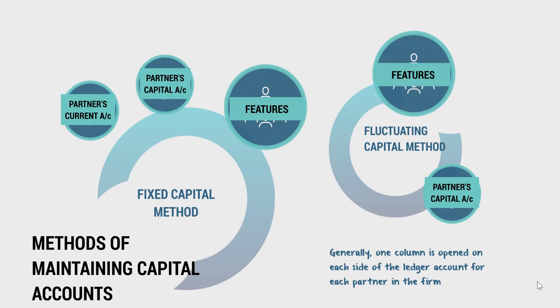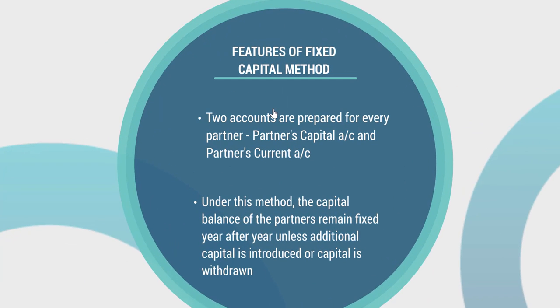We'll begin with the features of the fixed capital method. In the fixed capital method, two accounts are prepared for every partner. One account is called the partner's capital account and the other account is called the partner's current account. In this method, the capital balance of the partners remains fixed year after year unless additional capital is introduced or capital is withdrawn. This will be discussed in detail when I come to the partner's capital account format under this method.